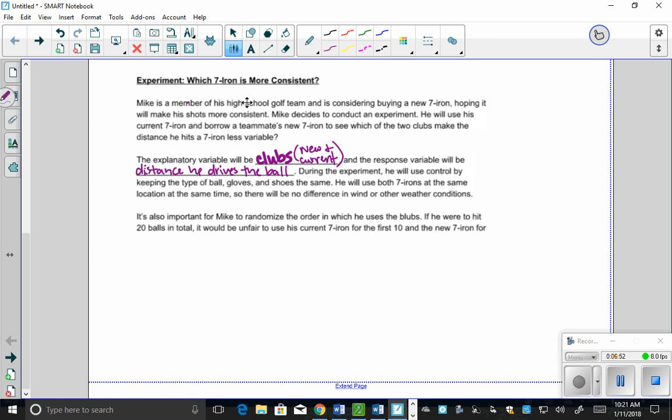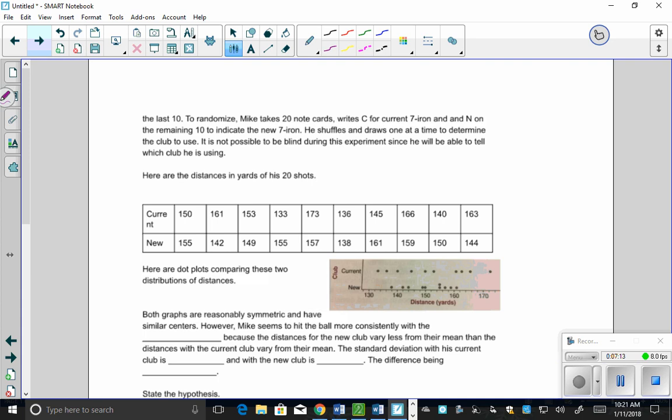It's also important for Mike to randomize the order in which he uses his clubs. So this is a typo. This should be clubs. If he were to hit 20 balls in total, it would be unfair to use his current 7-iron for the first 10 shots and his new 7-iron for the last 10 shots.